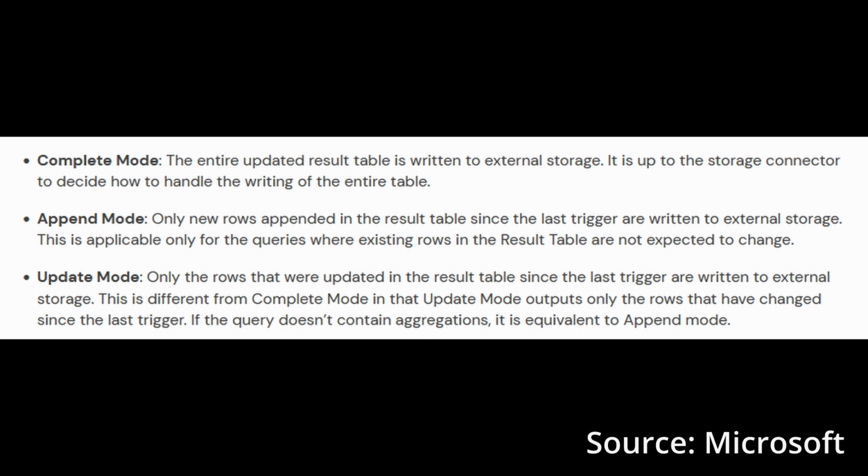First, considering update, only the rows that were updated in the result table since the last trigger are written to external storage. In complete, the entire updated result table is written to external storage. Lastly, in append, only new rows appended to the result table since the last trigger are written to external storage.